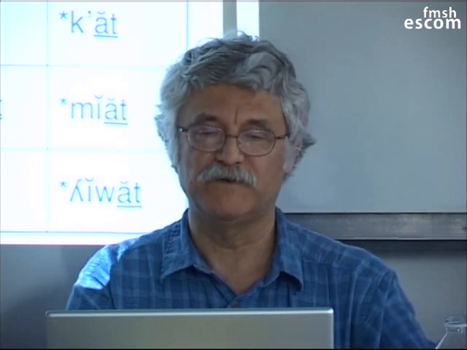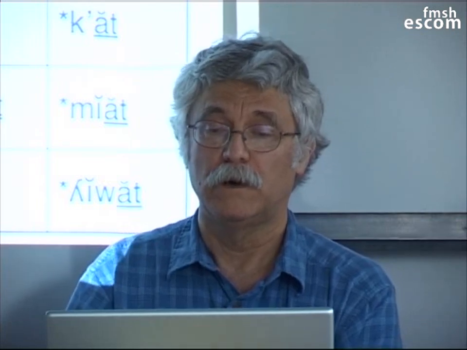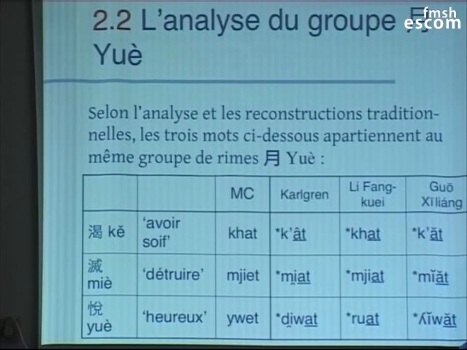Okay, let me run through a couple of other examples quickly. These have to do with reconstruction of textual history. You'll remember that Yue was one of the traditional groups that we were compelled to reconstruct with three different vowels. So, unless something funny was going on with the rhyming, we would predict that the Yue group is not one group, but three groups, which have been combined in error.